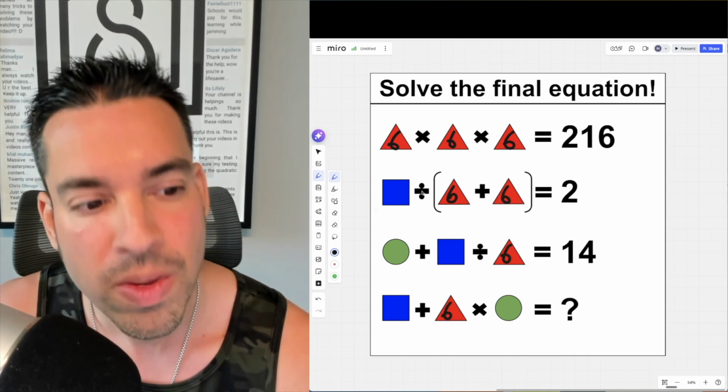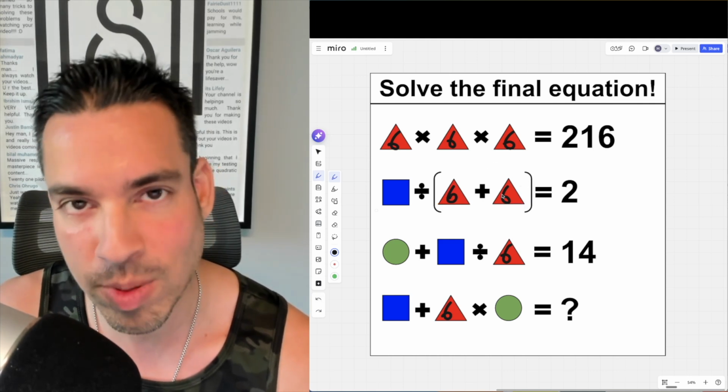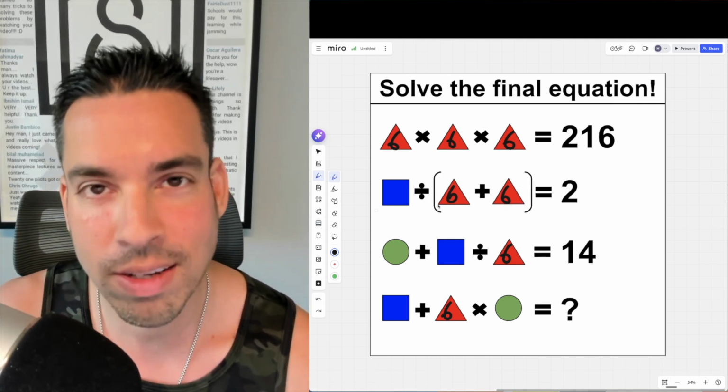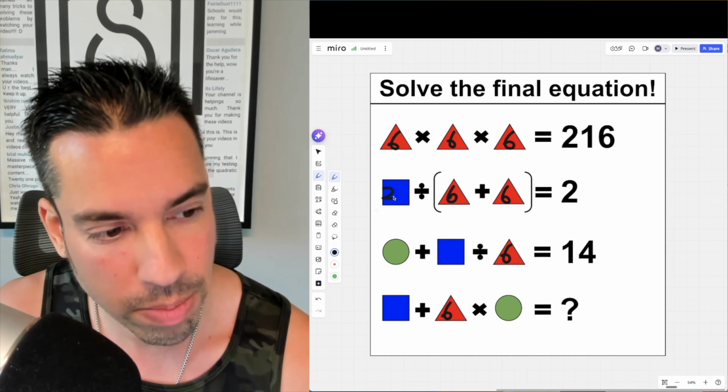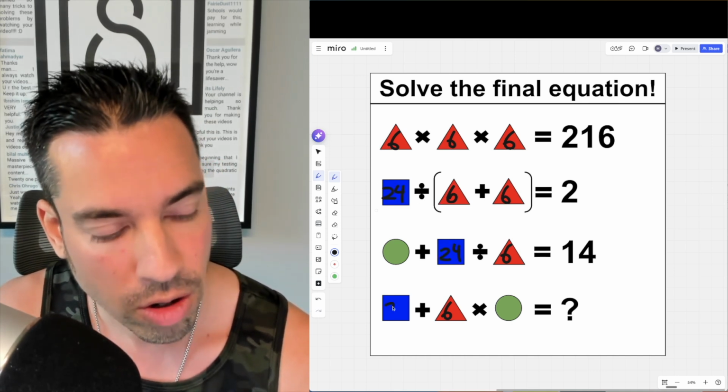Then we come to the blue. So notice the parentheses. That's going to dictate order of operation. So we're going to add 6 plus 6 first. That's 12. What divided by 12 is 2? That would be 24. So we got 24 here. All of the blues are now 24.